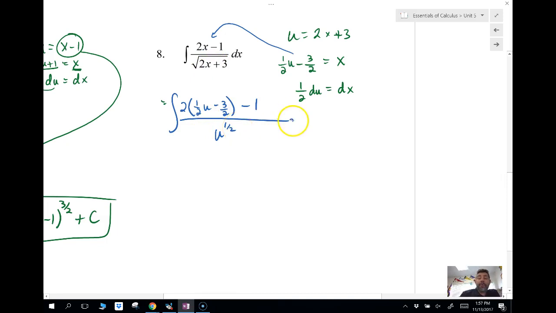All right, then I got to simplify, and then I have 1/2. I also don't want to forget that I have to substitute for dx, so times 1/2 du.